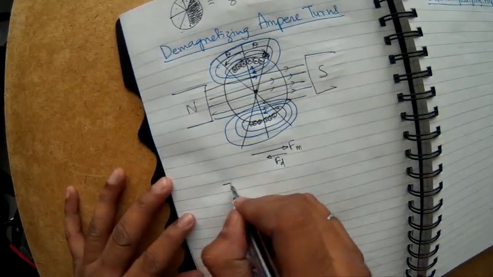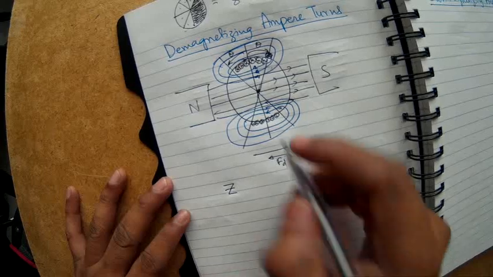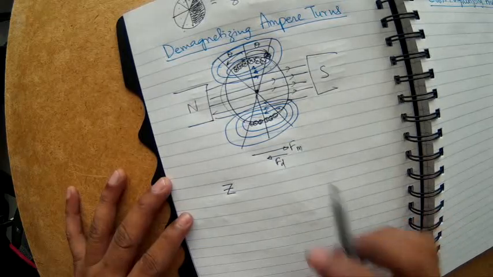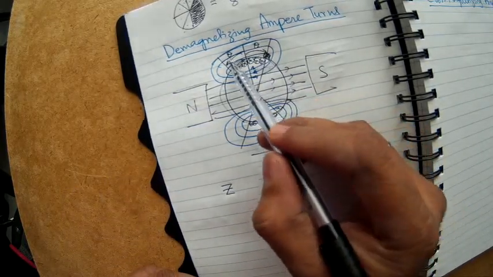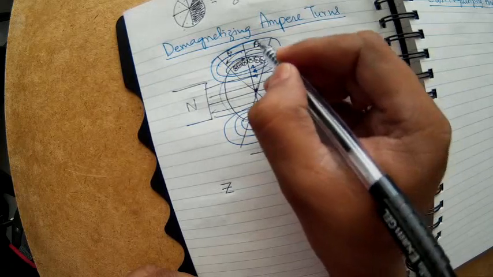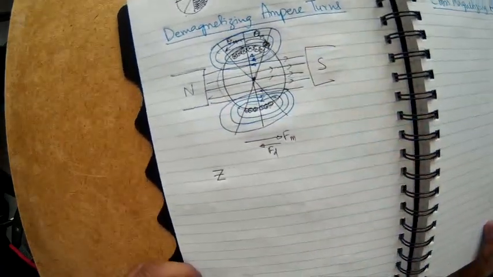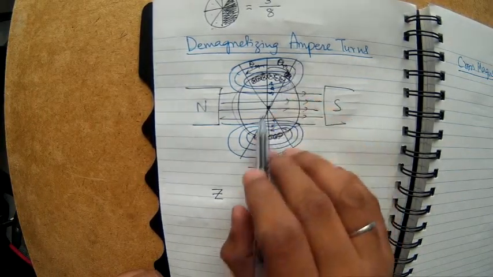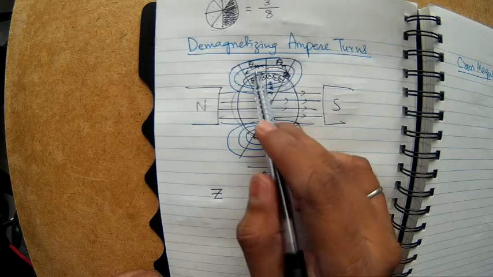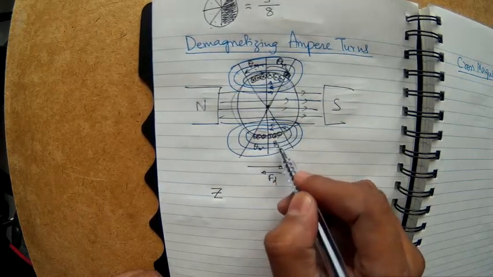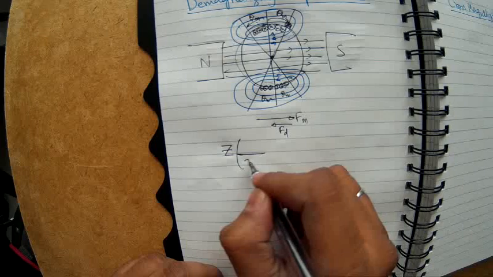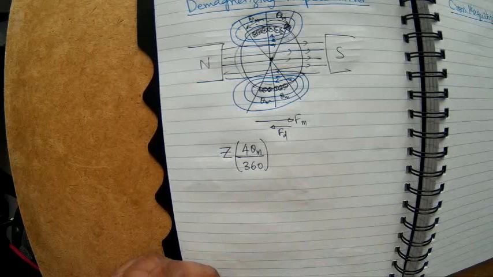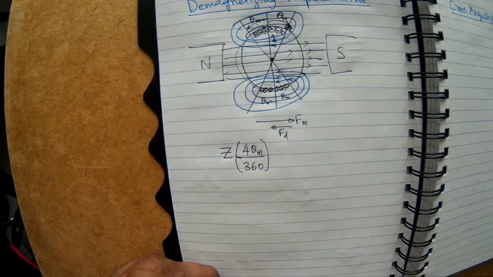We know that Z is the total number of conductors. Now how many conductors are involved in the demagnetizing effect? You see the conductors covering 4 theta. One angle is theta, and let's call it theta m because that is the convention used. Theta m is the mechanical angle by which the magnetic neutral axis is shifted. So theta m here, and theta m on the other two sides. Out of the total 360 degrees, 4 into theta m are the conductors involved in the demagnetizing effect.